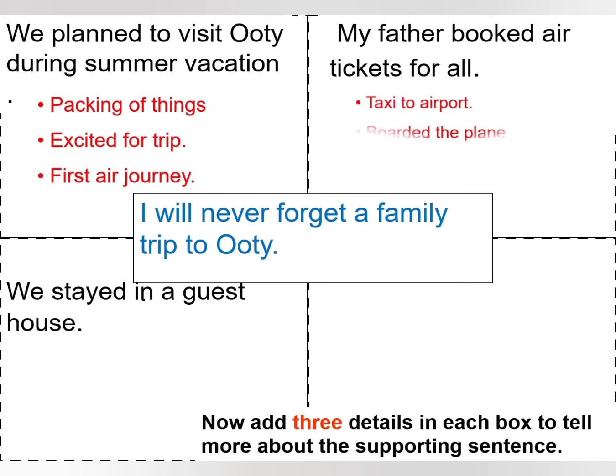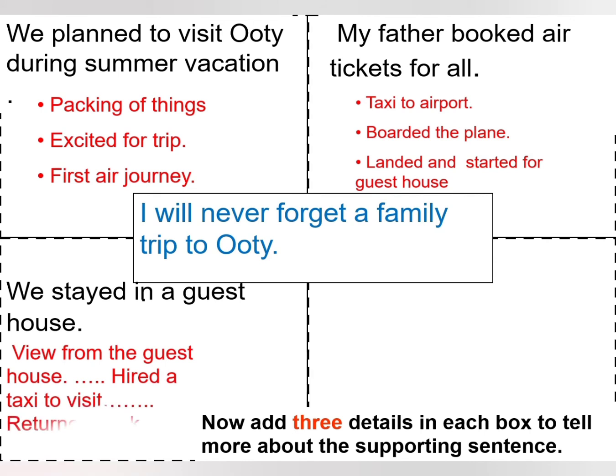Second, my father booked air tickets for all. Details are taxi to airport, boarded the plane, landed and started for the guest house. We stayed in a guest house, and the detailed sentences may be: view from the guest house, hired a taxi to visit, returned back to the native place. And the feeling sentence will be the same: it was the best trip ever.